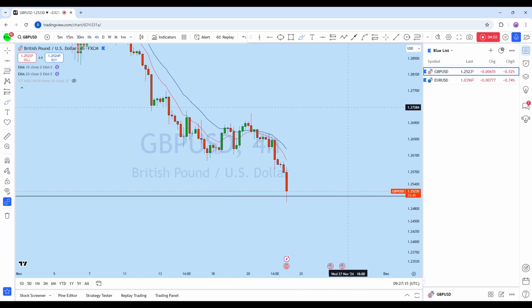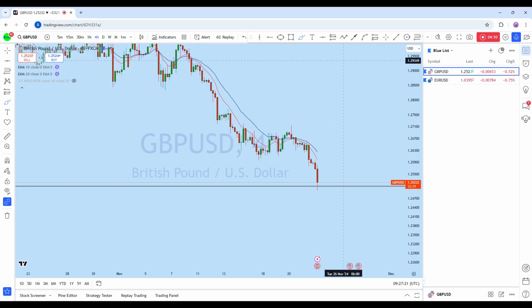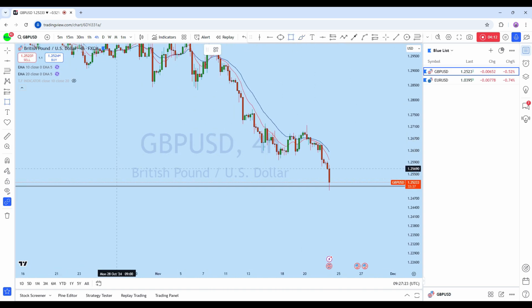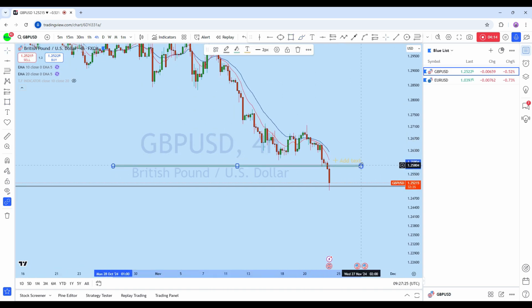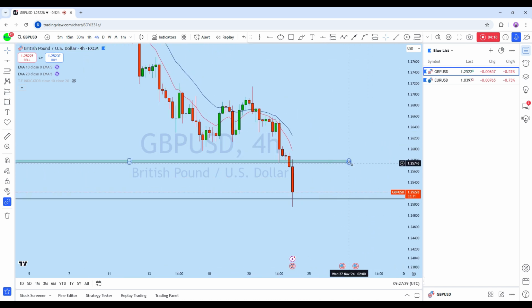Now looking at the 4-hour chart on GBPUSD, we can see that in this lower time frame the market trend is bearish, and this is an important support here. The market started to break below, and we are expecting GBPUSD to bounce back up for a deeper pullback and then to continue to drop to create a new lower low.